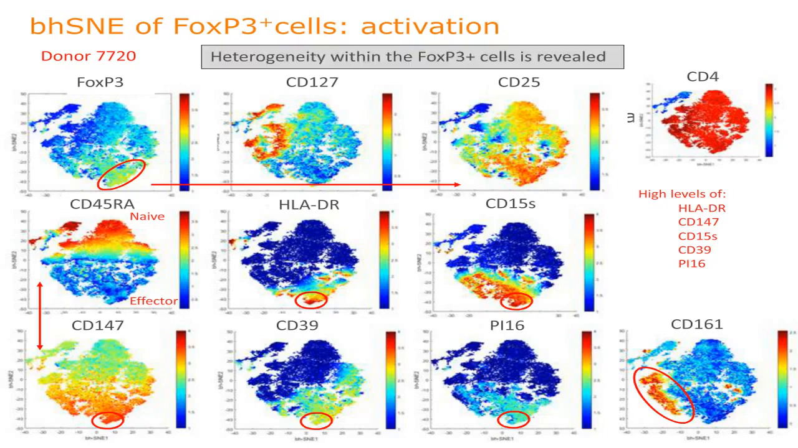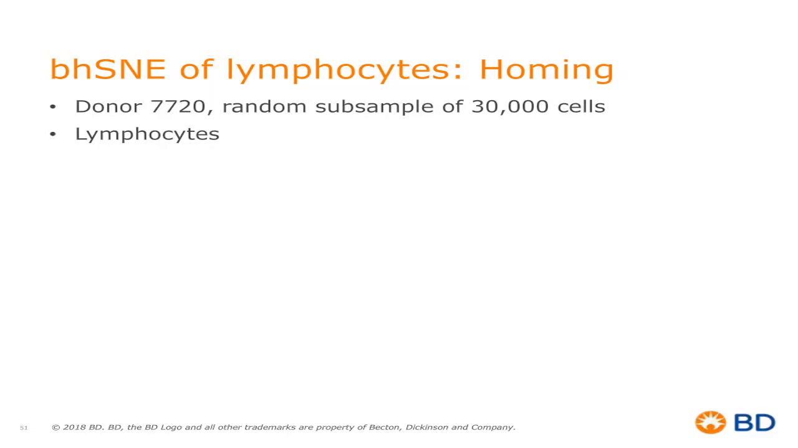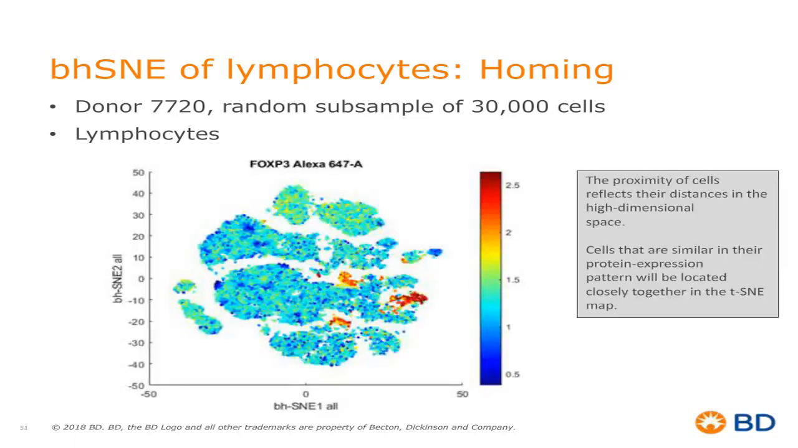We can now move on and look at our homing markers. As we mentioned earlier, we had a number of markers that were our homing markers to define our T regulatory subset. Now we've looked at the activation, and this is just looking at a random sampling of 3 donors that we have in-house that we just draw randomly. Well, when we want to look at the homing markers, we want to look at another type of computational analysis. So we can go ahead and start out with a BISNI analysis of our lymphocytes, and we again look at donor 7720 and do a random sampling.